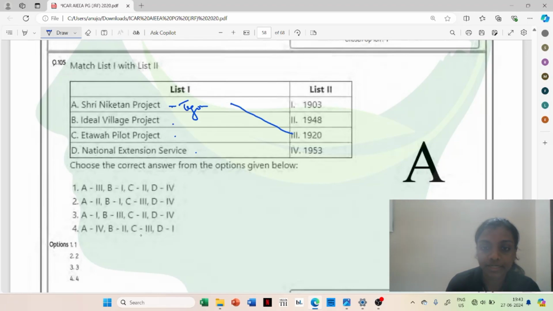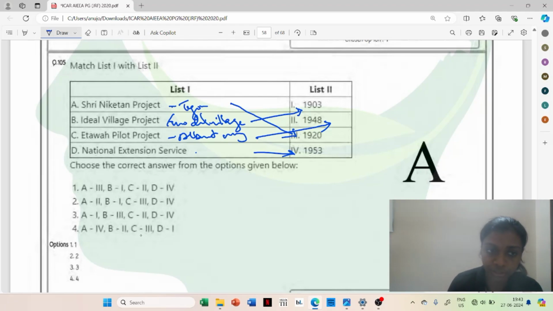It started in 1920. Ideal Village project, also known as Model Village, was started by Daniel Hamilton in 1903. Etawah pilot project by Albert Mayer started in 1948, and National Extension Service (NES) started in 1953. Community Development Program 1952, National Extension Service 1953, Community Development Blocks 1954.